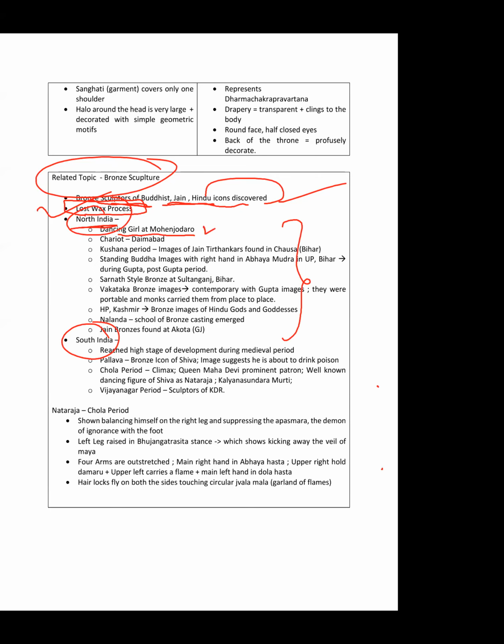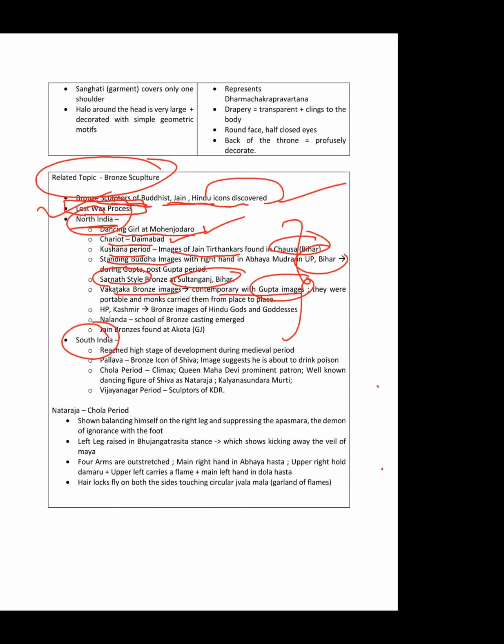Dancing girl at Mohenjo-daro, it has been discussed later in IVC art. Then a chariot has been found at Daimabad. During the Kushana period, images of Jain Tirthankars have been found in Chausa, Bihar. Standing Buddha image in UP, Bihar. Sarnath style bronze at Sultanganj, Bihar. Vakataka bronze images were contemporary with Gupta images.